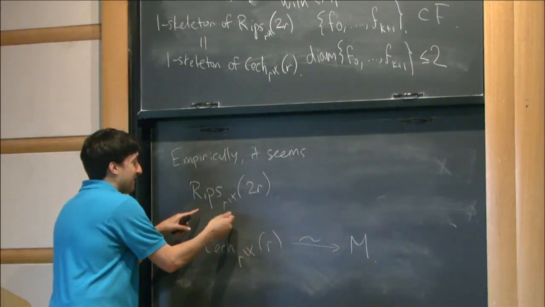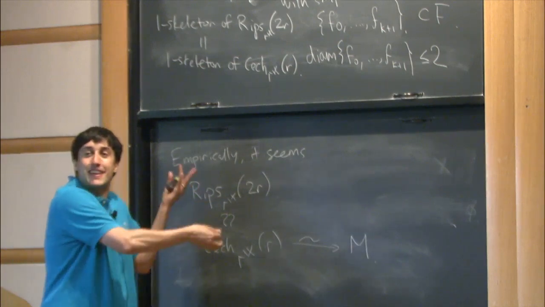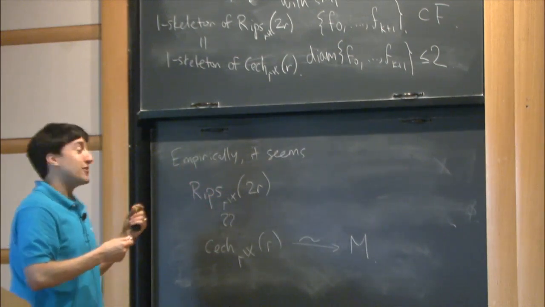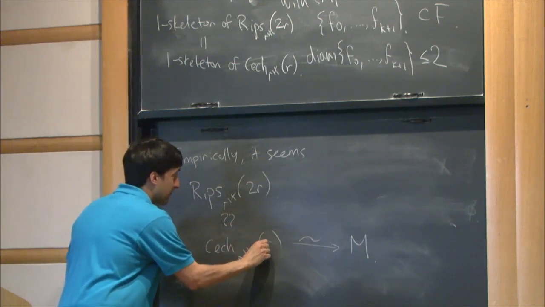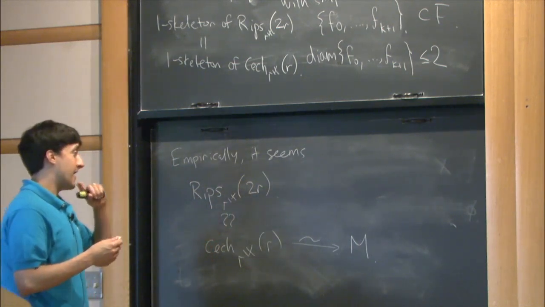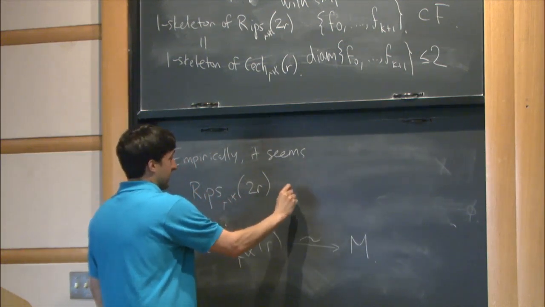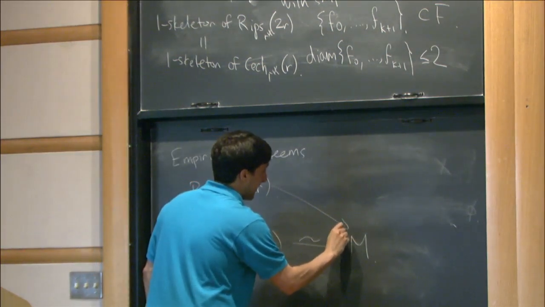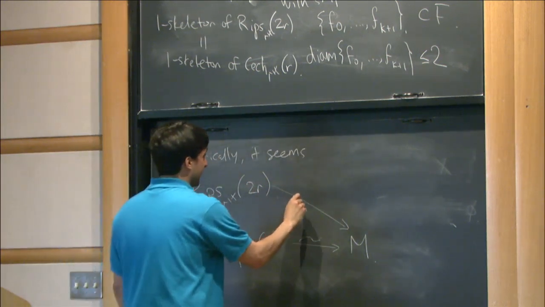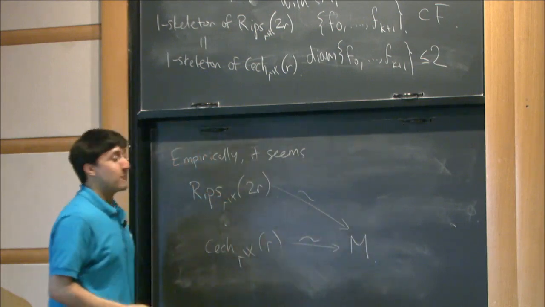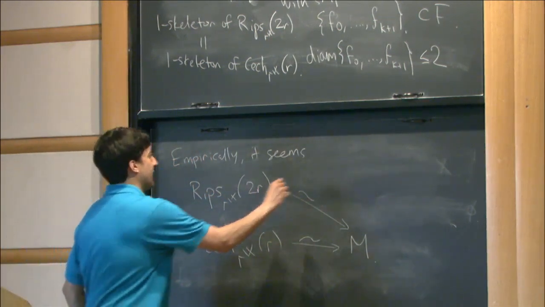These things have the same one skeleton. Maybe you believe that there's some relationship between the two. Certainly there's a natural inclusion from this to this. And I'll describe, there's also in fact a very natural map from the Rips complex to M. And so you might wonder, is this thing a homotopy equivalence?